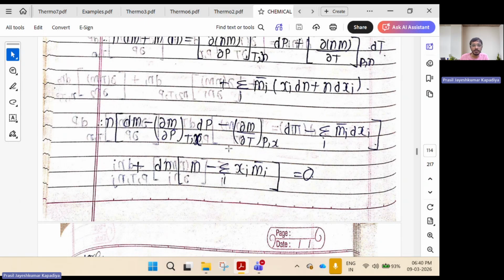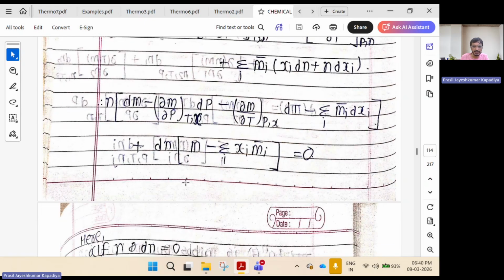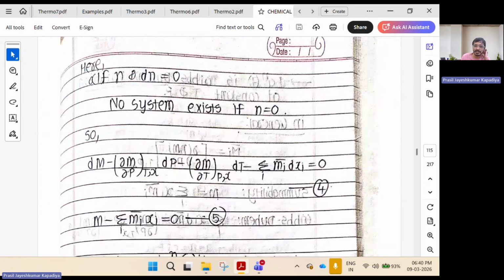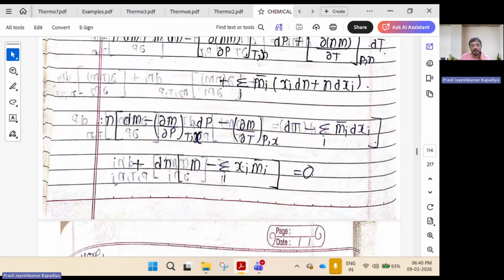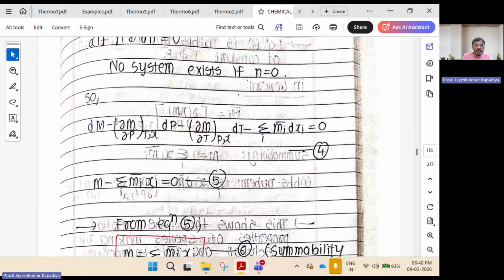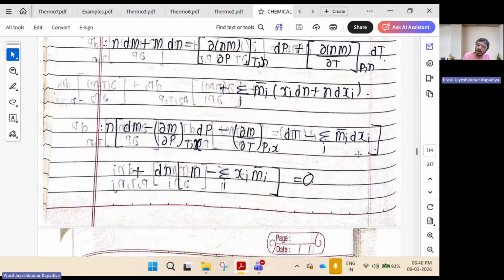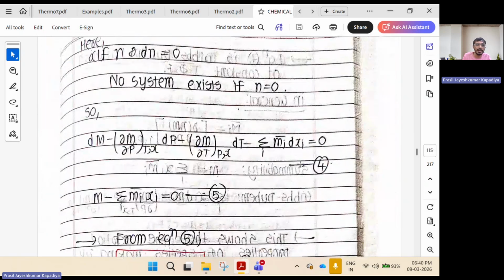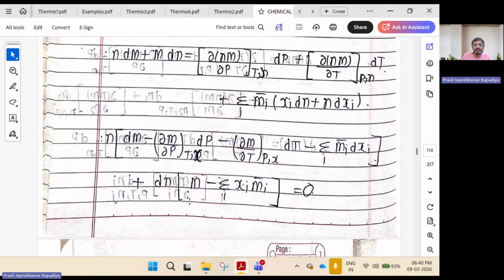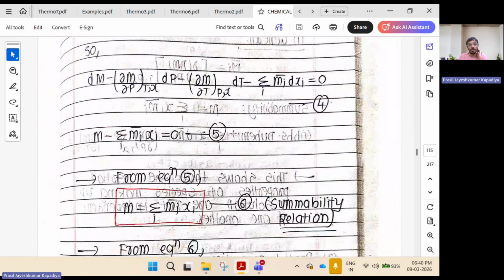So we are left with these two equations. This term is equal to 0 and this term is equal to 0. When both terms are simultaneously 0, then this whole equation will turn out to be 0. So my equation will be dm minus del m del p dp minus del m del t dt minus summation over i of mi bar dxi is equal to 0. This is my one relation. And my second relation will be m minus summation over i of xi mi bar is equal to 0. So from this equation 5, I can write that m is equal to summation xi mi bar.